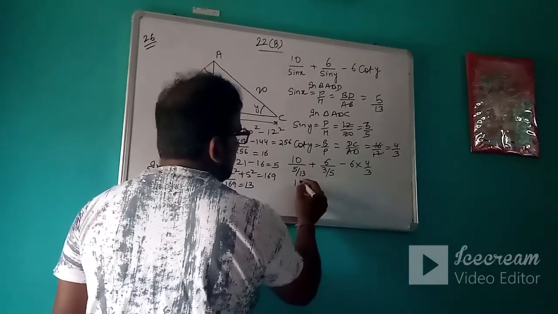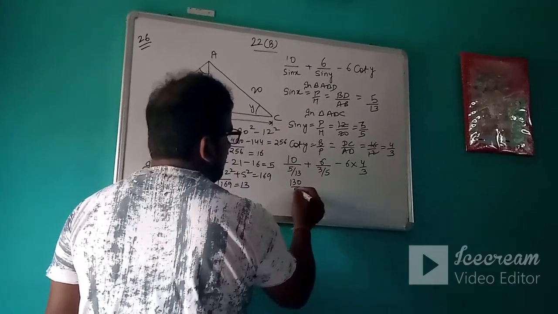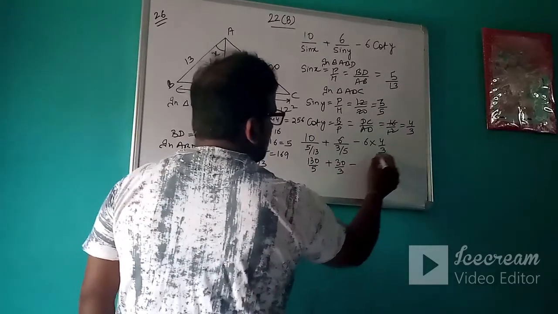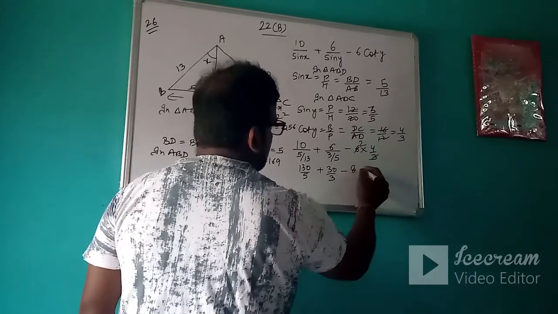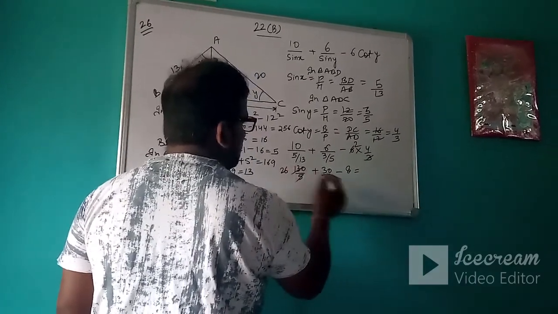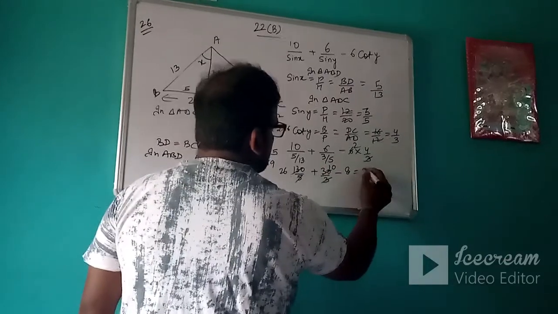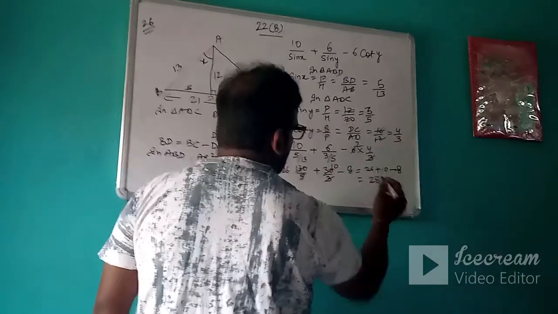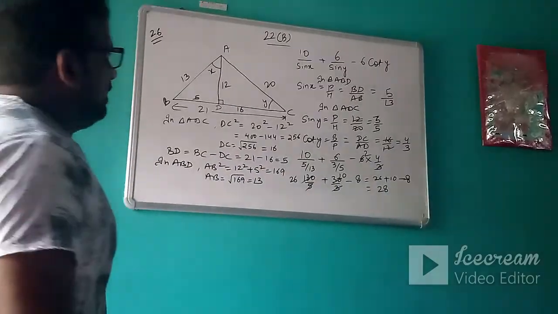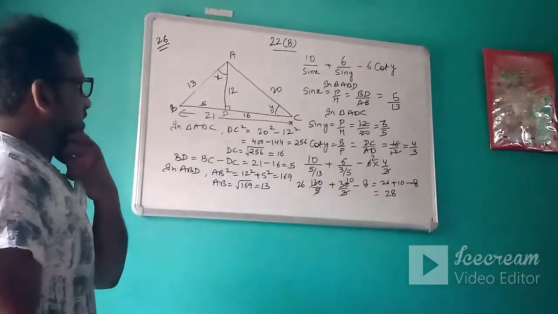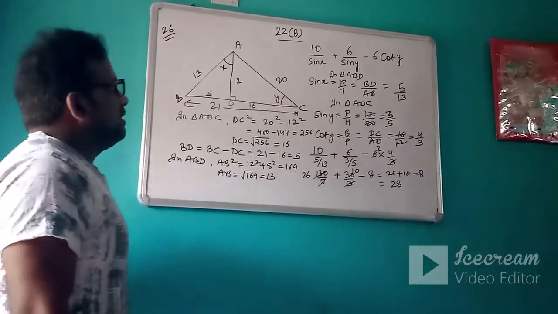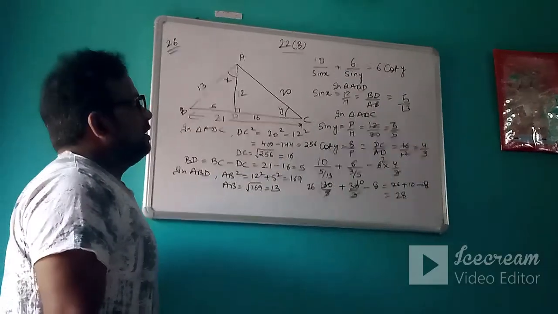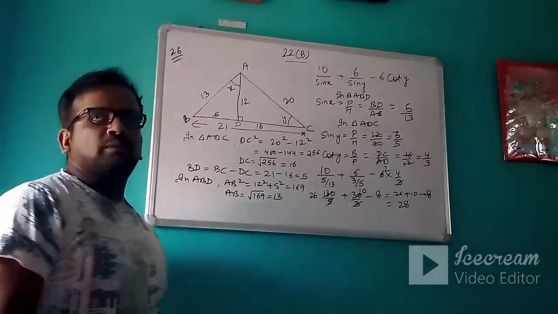So it will be 130/5 plus 30/3 minus 8, that is 26 plus 10 minus 8, that is 28. Okay, so in this manner we can solve questions like this. This chapter is now completed, and I have sent you the solutions. Next chapter, we will now discuss standard values of trigonometrical ratios.